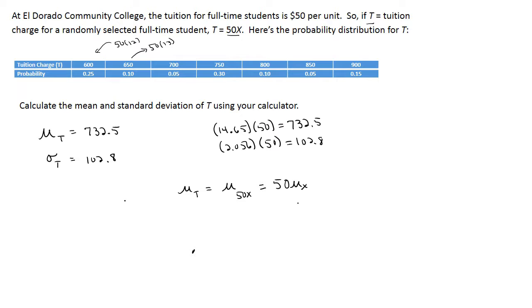I can just multiply the mean of the random variable x by 50 to get the mean for t. And the same thing for sigma. Sigma of t, well, t was 50 times x. Oops, that should be a sigma. So this would just be 50 times sigma of x. So the mean and the standard deviation get multiplied by 50 also.